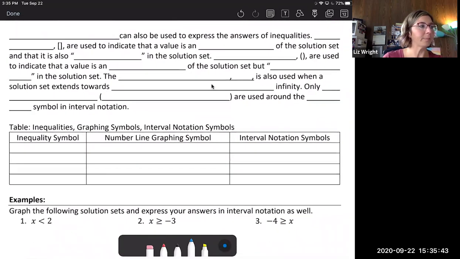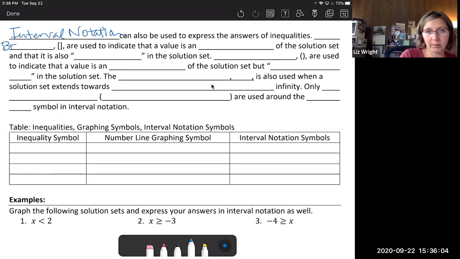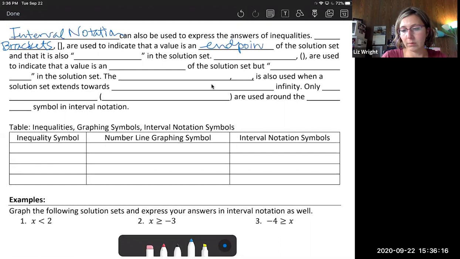The other way we're going to express our answer is in interval notation. Interval notation can also be used to express the answers of our inequalities. We can use brackets. Brackets are used to indicate that a value is an endpoint of the solution set and that it is also included in the solution set.